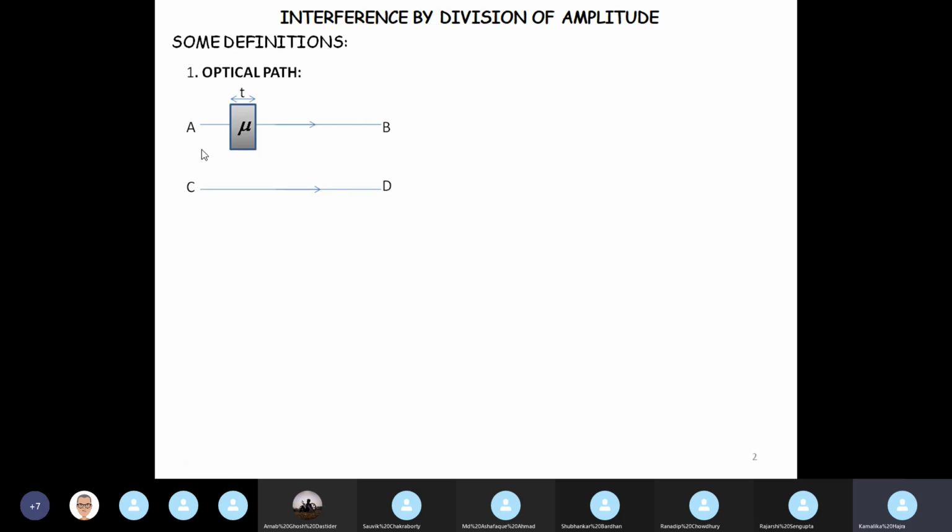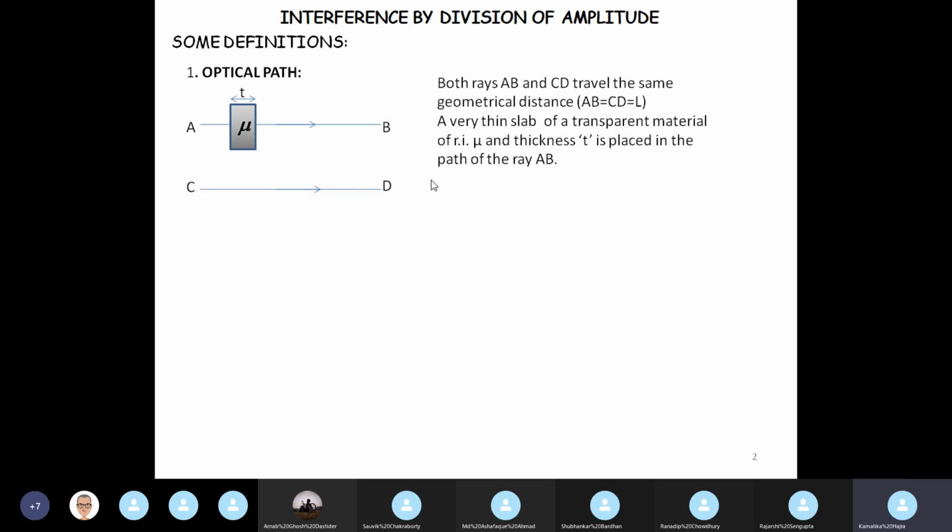Now, suppose we have a source at A and a source at C. Light from the source A travels towards the observer positioned at B, and light from the source C travels towards the observer positioned at the point D. Now, the geometrical distances AB and CD are the same. Both rays AB and CD travel the same geometrical distance, where AB equal to CD equal to L, capital L.